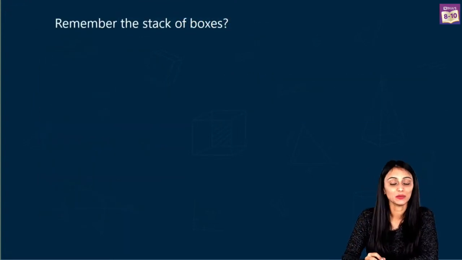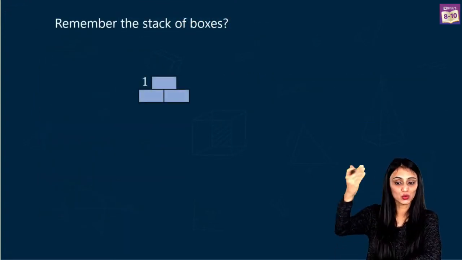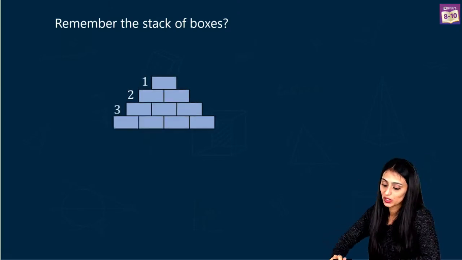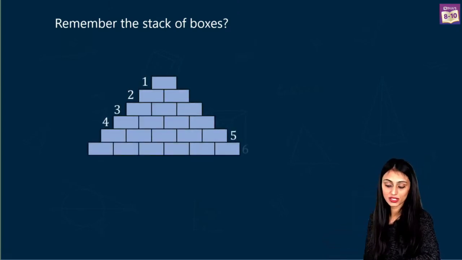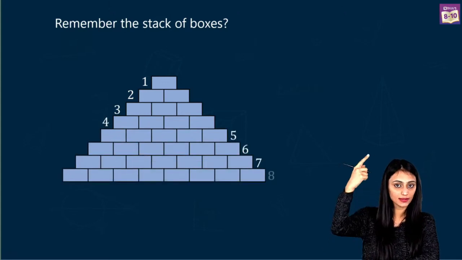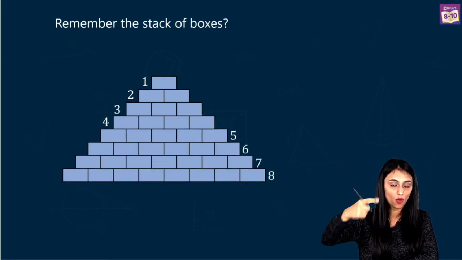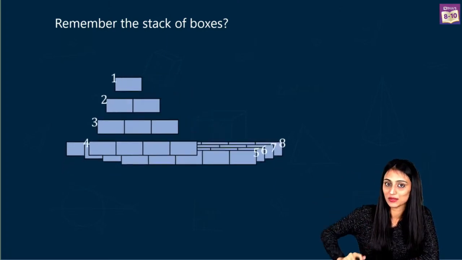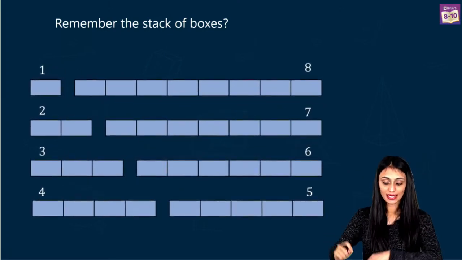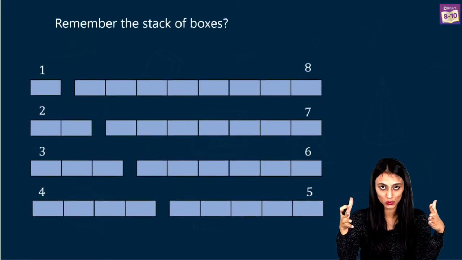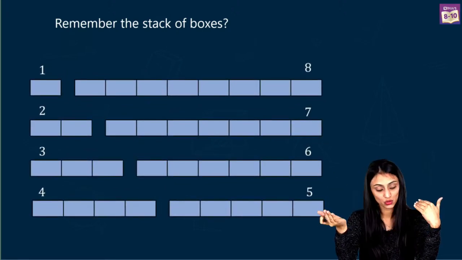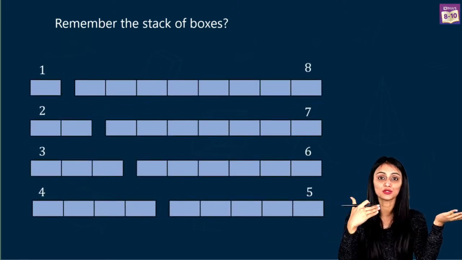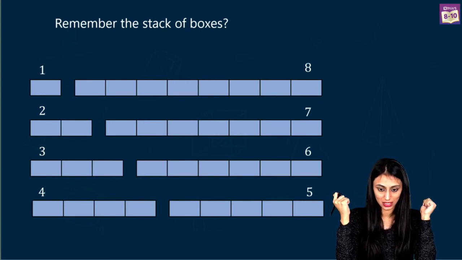We will start with the stack of boxes that we used earlier. Here you can see that boxes are arranged in such a way that there is one box at the top and one more box in each layer than the previous layer. Now let's have some fun with it. We will add the first row with the last one, the second row with the second last one, the third row with the third last, and the fourth row with the fourth last.